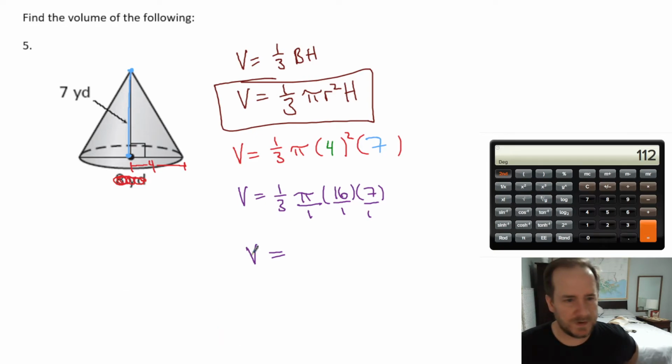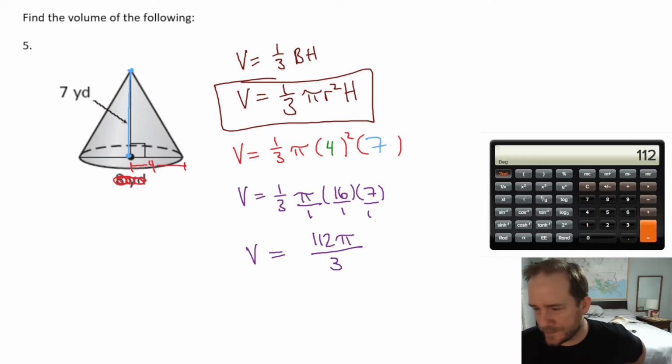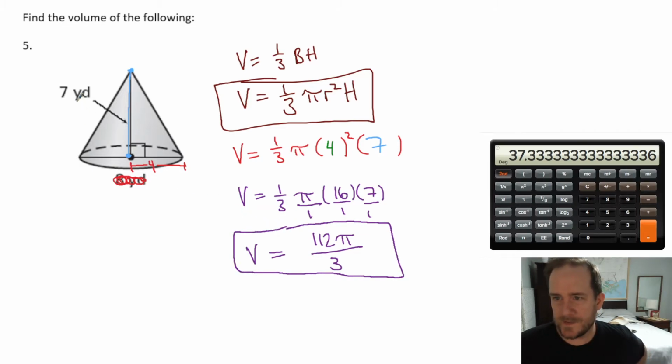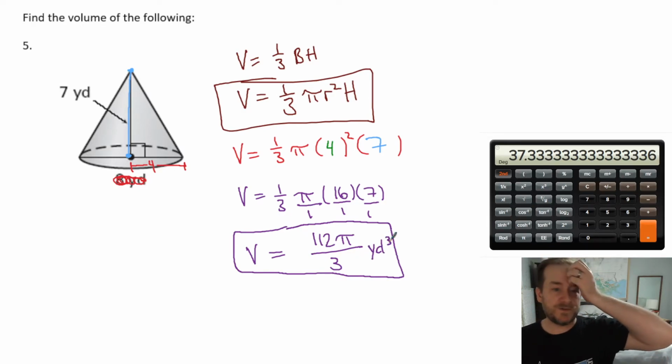So here we go. Our numerator will be 112 pi, don't forget the pi. Our denominator will be 3. Again, we can try to divide by 3, but I'm telling you it's not going to work. If I take the 112 and I try to divide by 3, then I do get a decimal. And I said I don't want decimals. So I'd much rather that you just leave your answer as the fraction 112 pi over 3. Don't try to clean it up for me. This is the form that I want. And those must be cubic yards. So don't forget your units. Gotta give me those units.